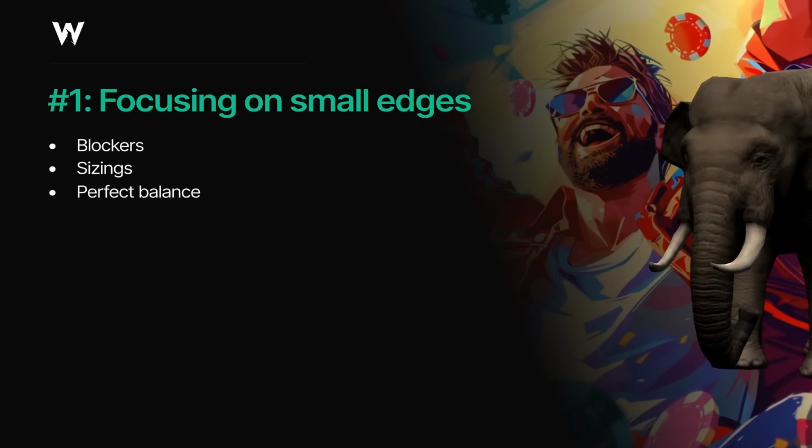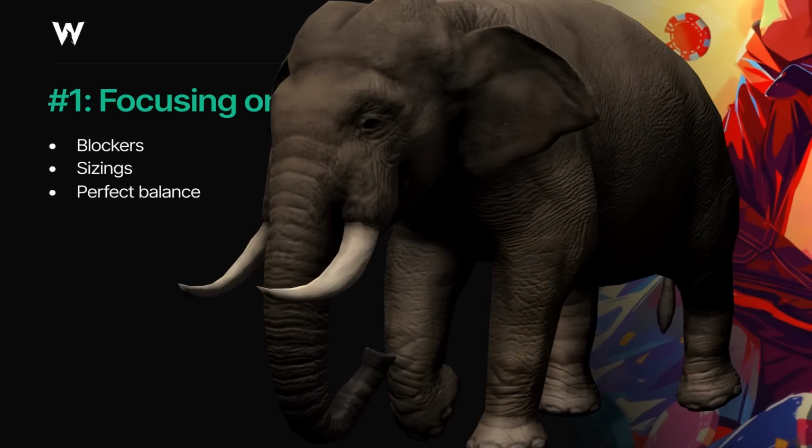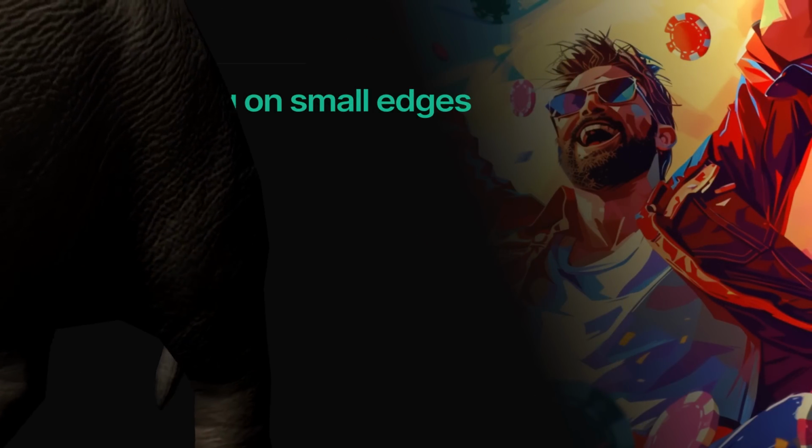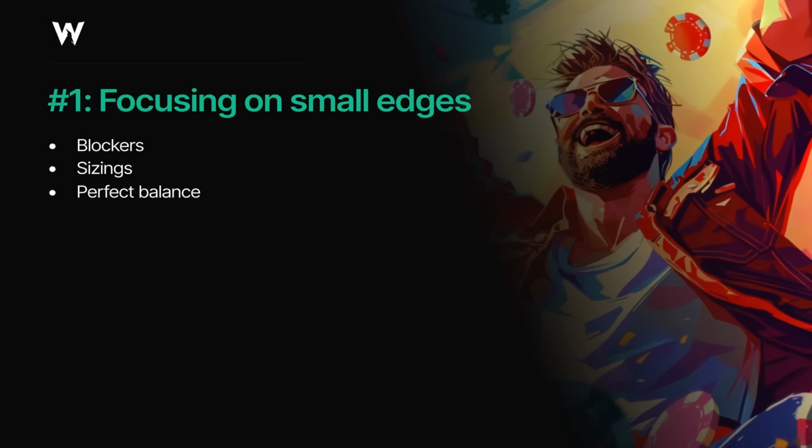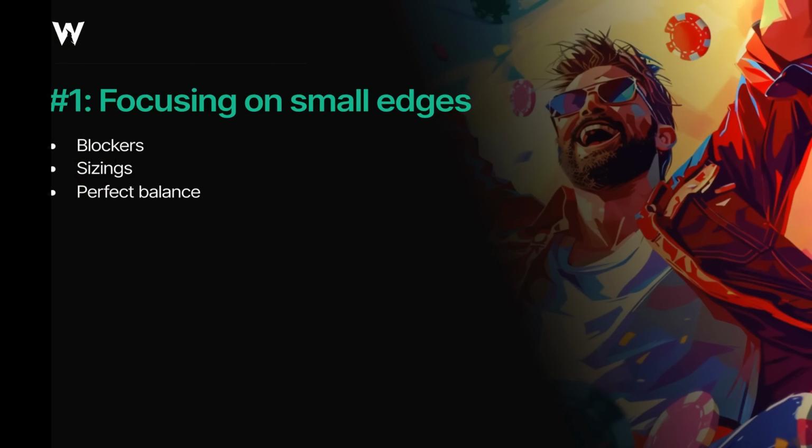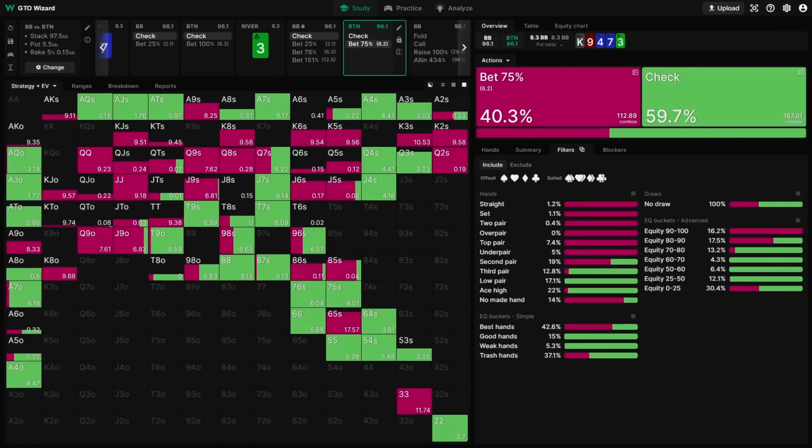There is an elephant in the room. Your opponents are making such blatant mistakes, especially at the micro stakes and small stakes, and you need to find what those mistakes are and take advantage of them. Let's look, for example, at this spot. This is a bet check bet situation in a single raise pot, button versus big blind.